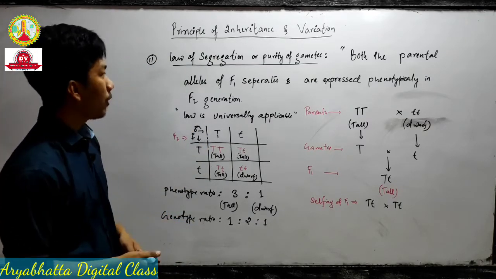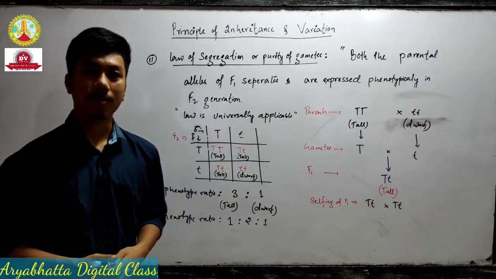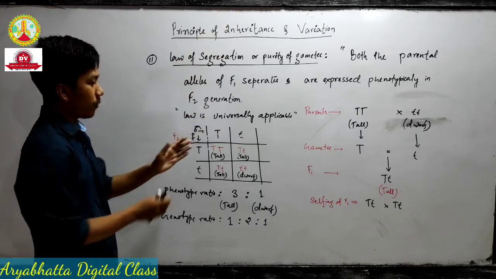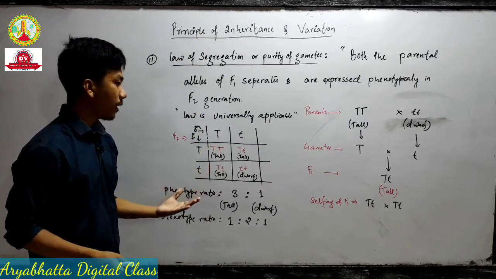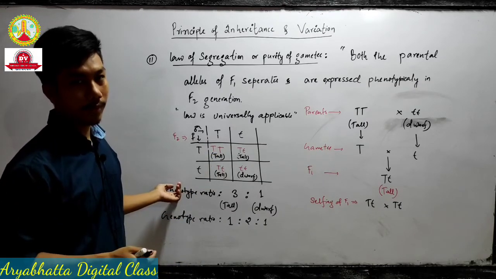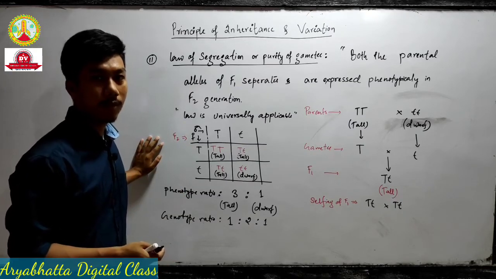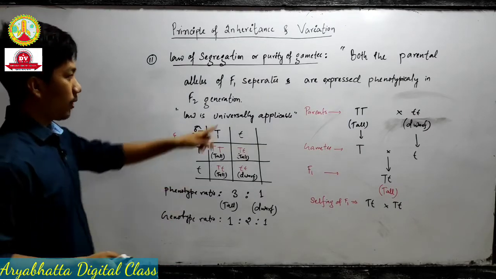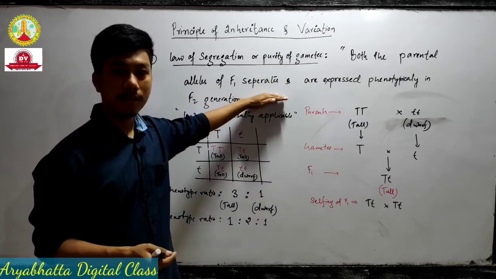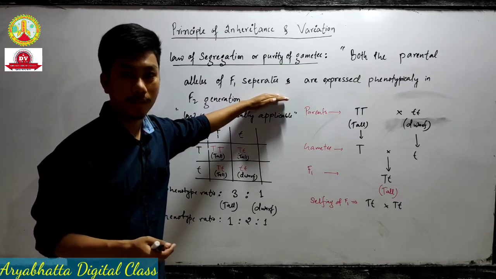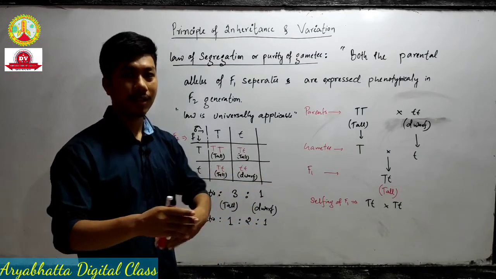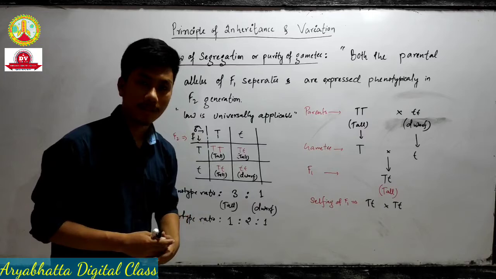Okay, so this is our law of segregation or purity of gametes, and this law is universally applicable. So why are we doing this? Why do we have to find the ratio? Why do we have to do selfing? Why do we have to find the F2 generation? Because our law says that whatever result we get in F1, the first generation, when we make a cross, the F1 separates and expresses different characters.